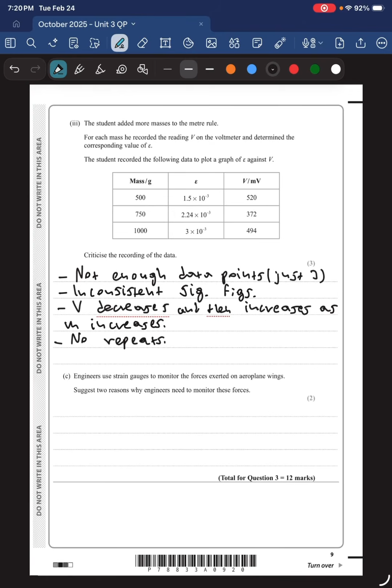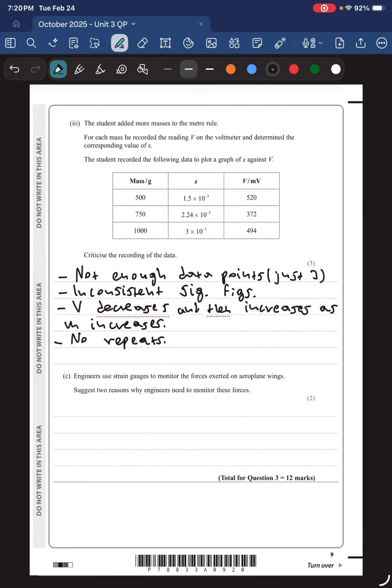Okay, so this problem awards 3 marks. Usually if you include 3 out of these 4, it's gonna be fine, but if you include more, that's not an issue. Okay. Now, question C.